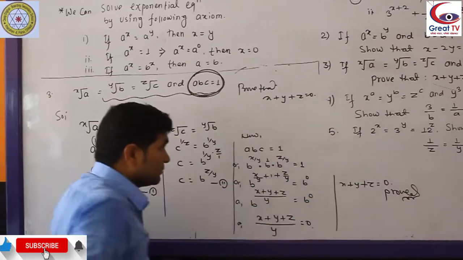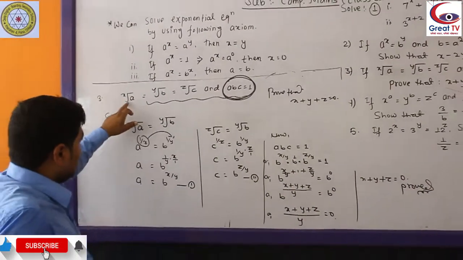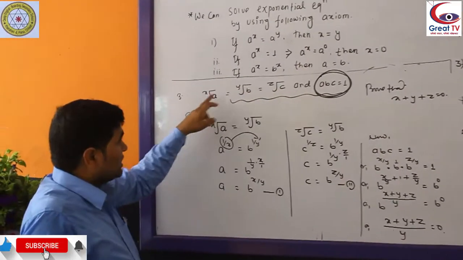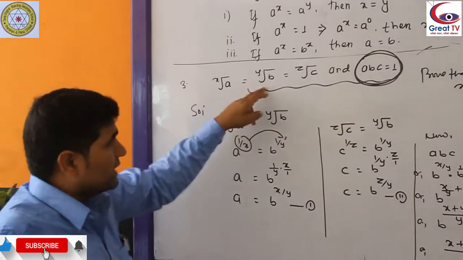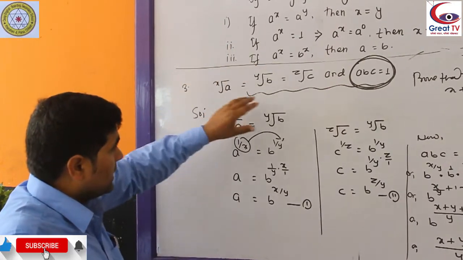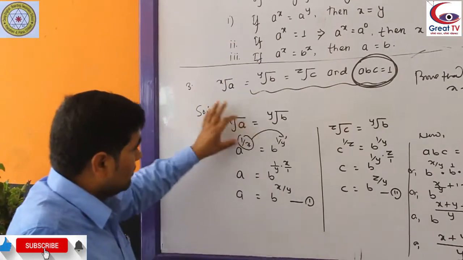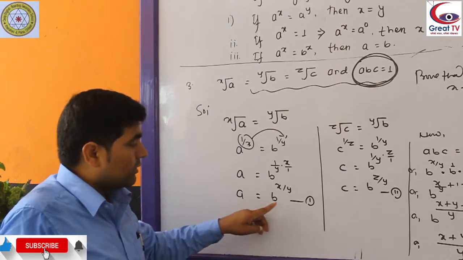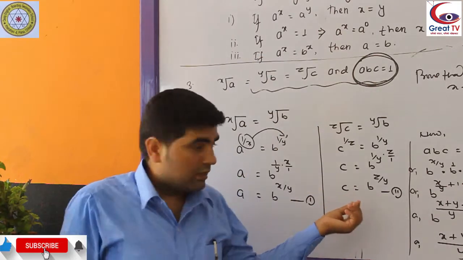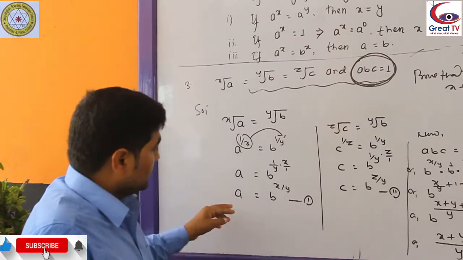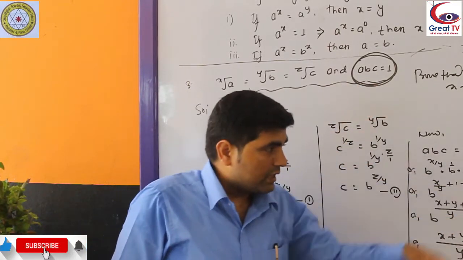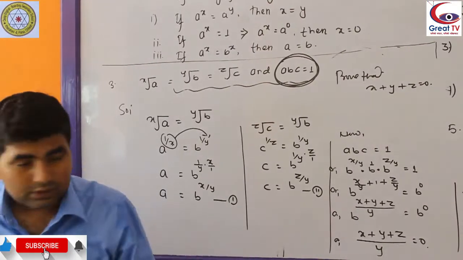Dear students, here x root under a equal to y root under b equal to z root under c. Here x, y and z are the orders of the first, second and third roots. When we take the first two and then the last two, from the first two we get the value of a in b form. Similarly, when we take the last two, we get the value of c in b form. Now putting the values of a and c in the condition, from that solution we get x plus y plus z equal to 0. That one is the solution.